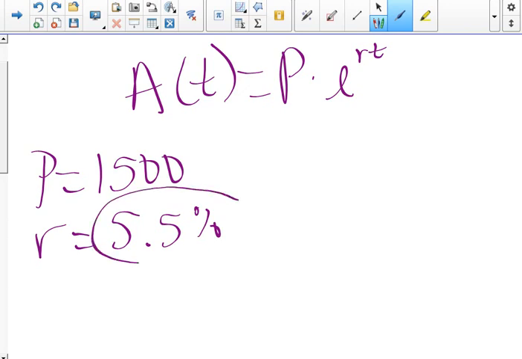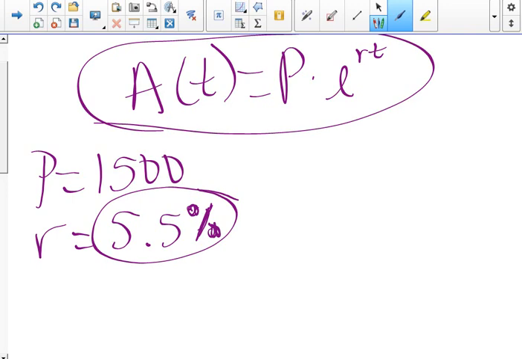Okay? Don't change a thing yet. Okay? 5.5, and you must have the percent sign. Because your R is not 5.5. We've got to convert that to decimal. And we'll do it in a minute. Compounded continuously, that means we're going to use that compound interest formula. How many dollars will be in the account after 5 years? There we go. T equals 5.